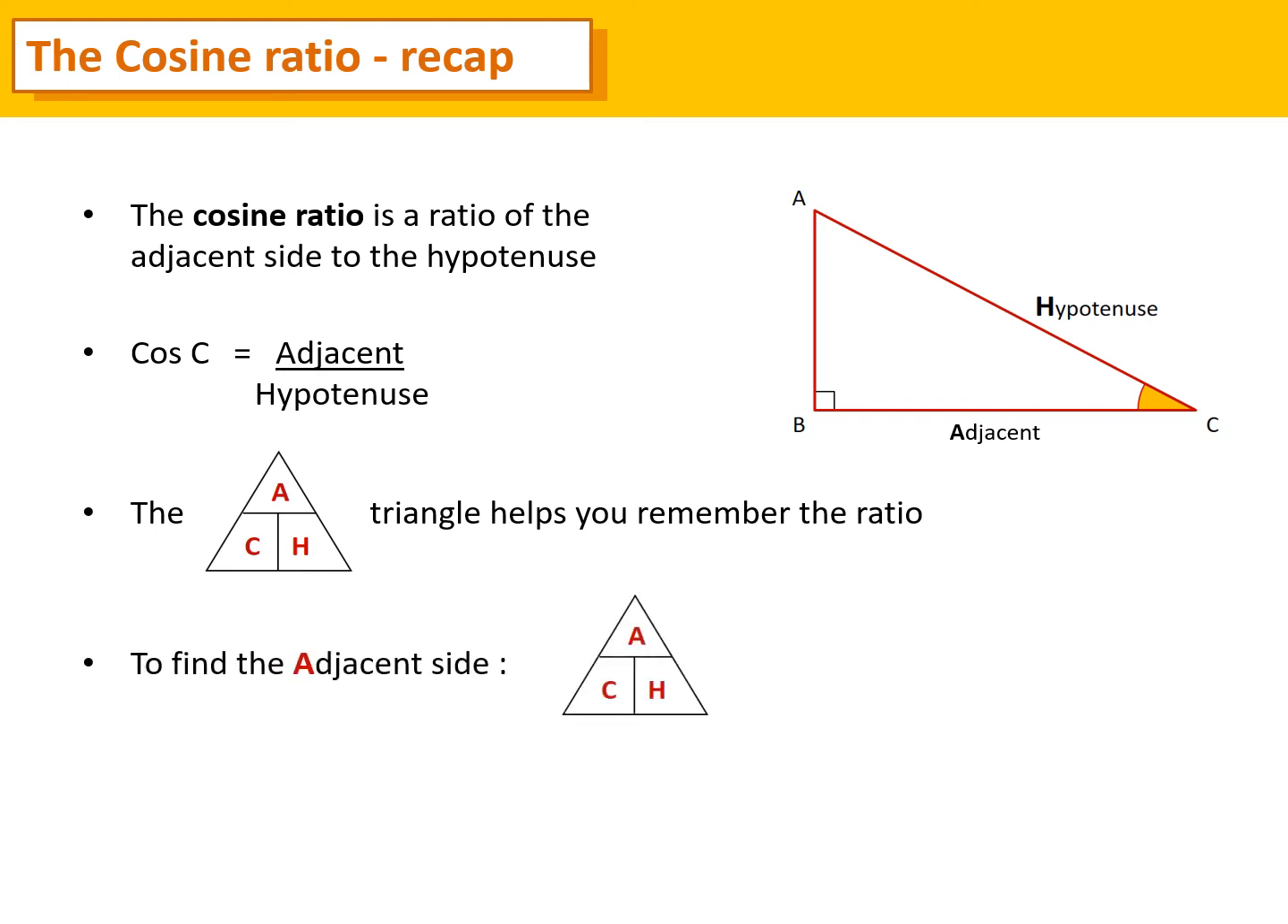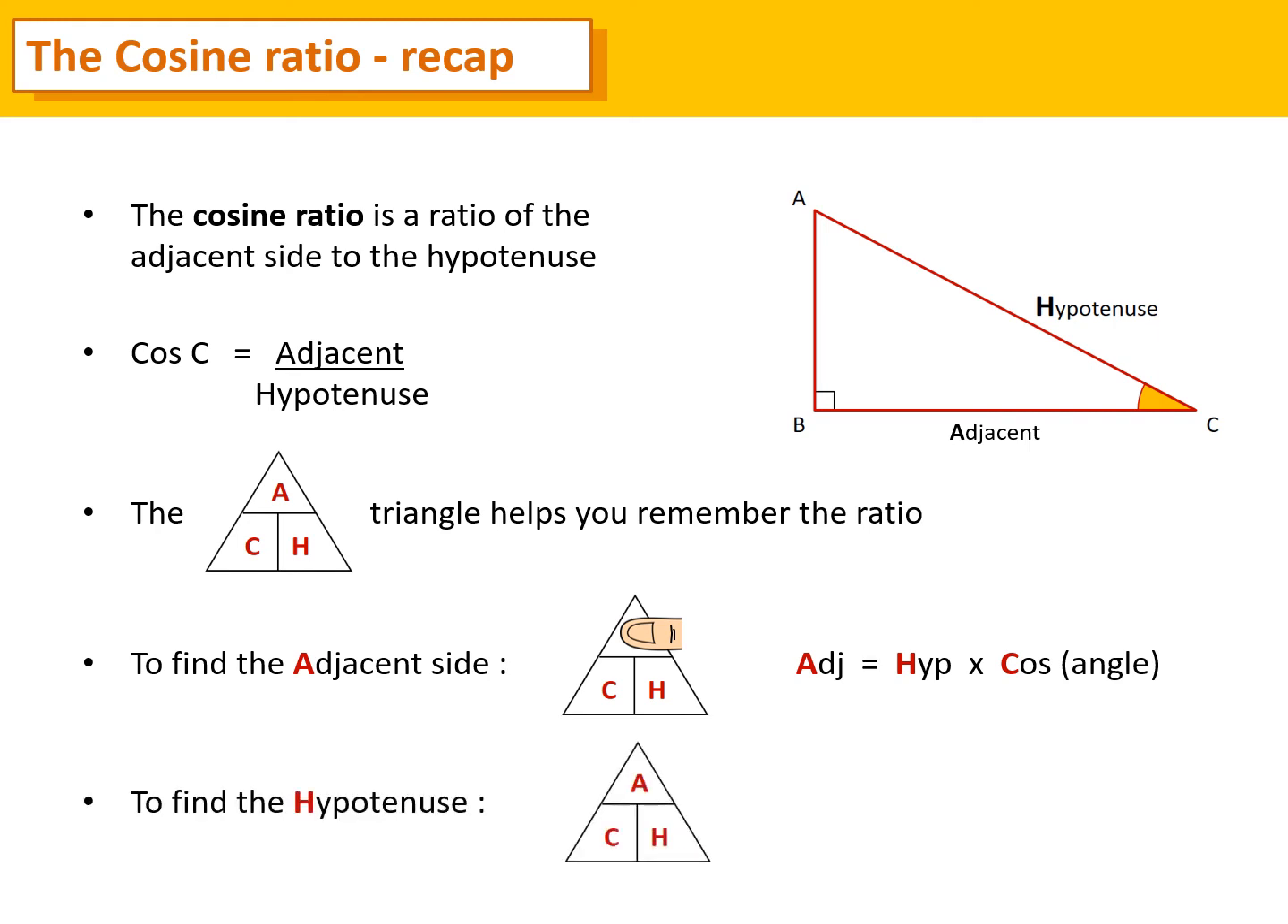If you wish to find the adjacent side, put your finger over the A, and we're left with cosine times by the hypotenuse. If you wish to find the hypotenuse, put your finger over the H, and it's telling us that the hypotenuse is the adjacent side divided by the cosine of the angle.